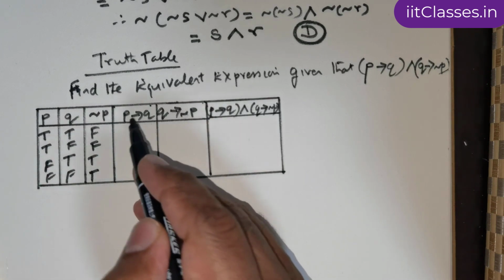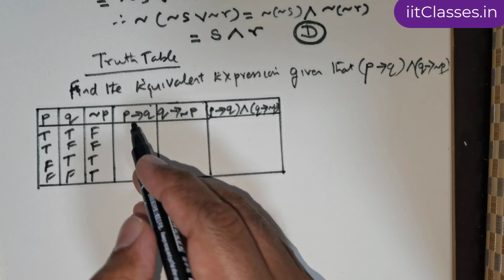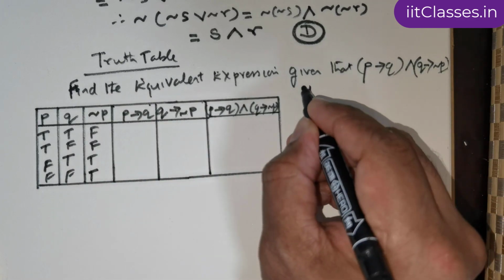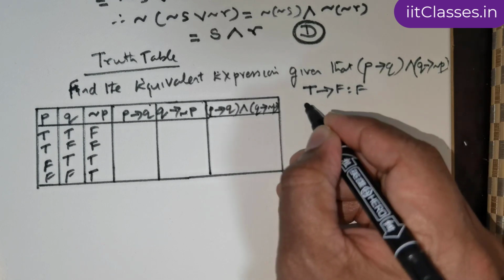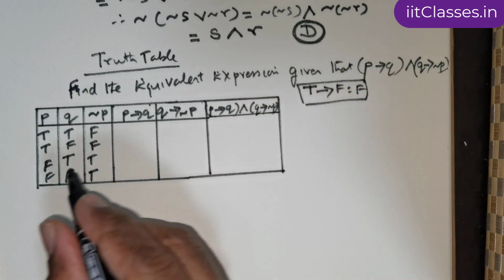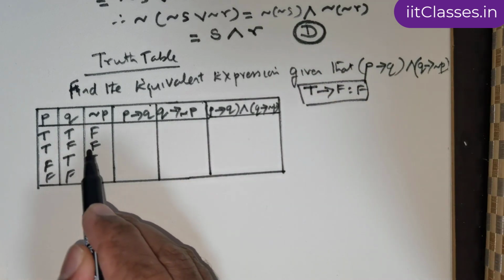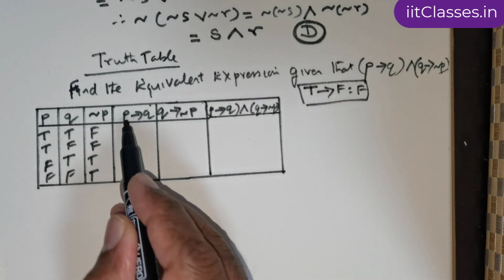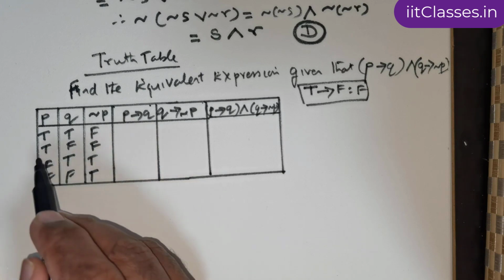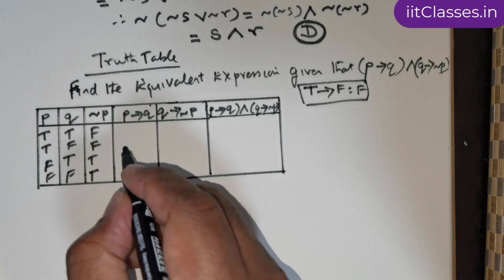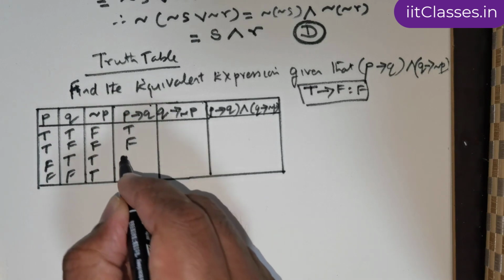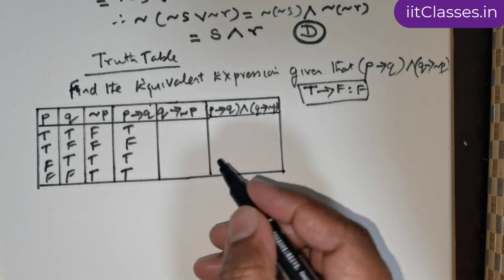Now P conditional Q, as I already mentioned to you, what we're going to do is we're going to use this law. T going to F will always give us F. So look for that. T going to F. So in this case, T going to F will always give us F. So T is going to F. The rest of them is going to be T, T, T.